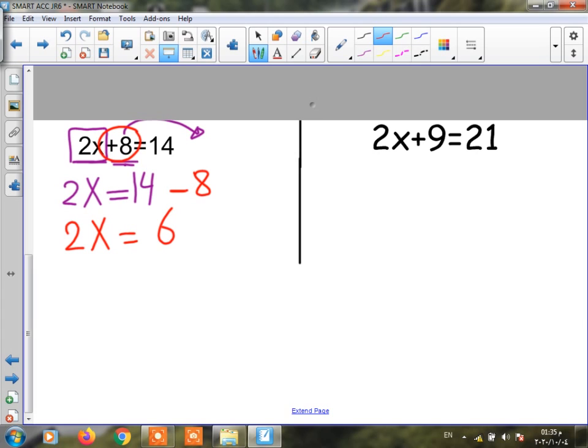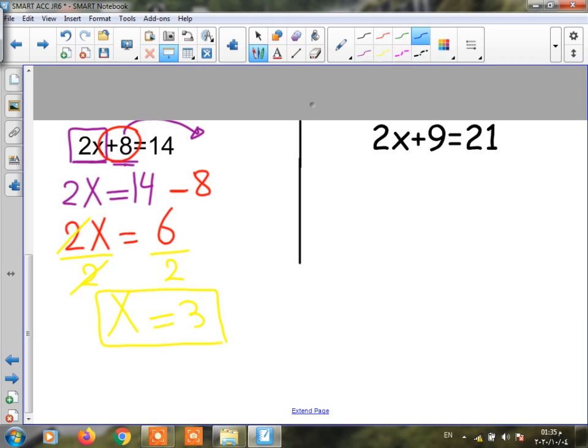So I want to get the value of x. How can I get the value of x? I have here 2x equals 6. 2x means 2 times x, so I divide the whole side by 2. Then cancel 2 with 2, so x equals 6 divided by 2, which equals 3. So the value of the unknown is 3.